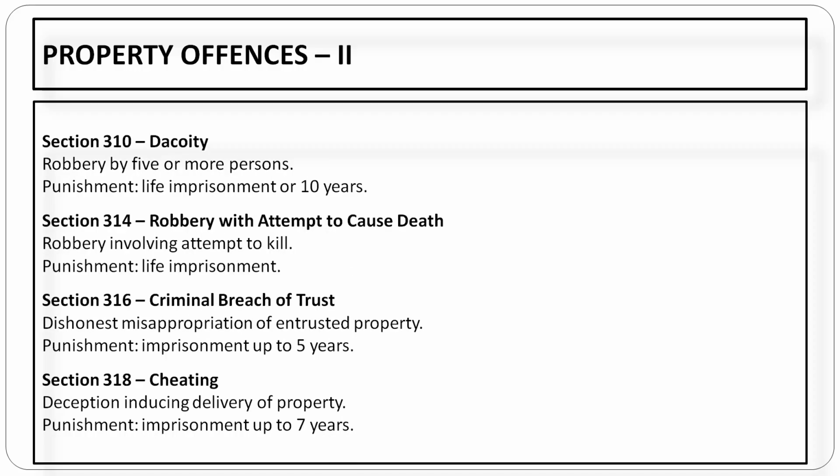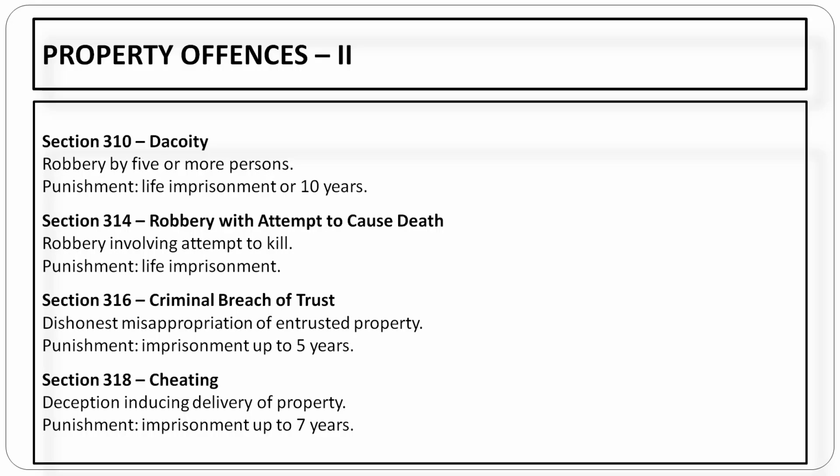Next one is section 310. It deals with the offense of dacoity. It applies when robbery is committed by 5 or more persons acting together. The presence of 5 persons itself makes the offense dacoity. It does not matter who actually used violence. Dacoity creates fear and danger to the society. Because of its seriousness, strict punishment is provided by the court. The punishment can be life imprisonment or imprisonment up to 10 years.